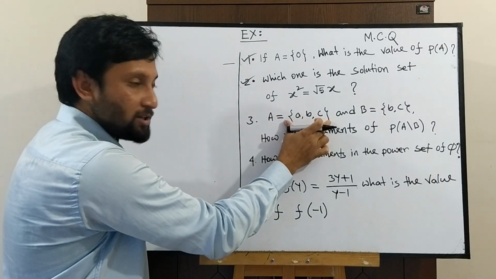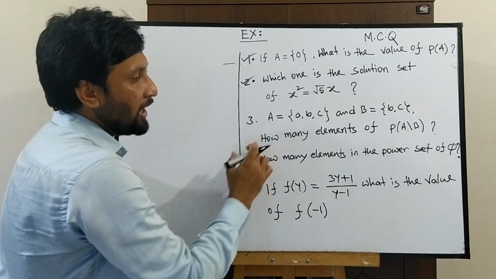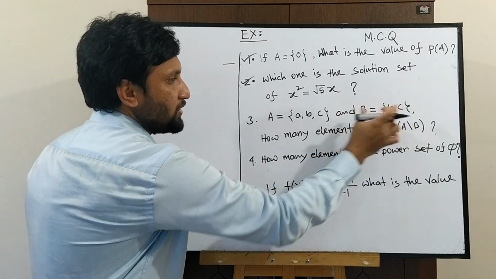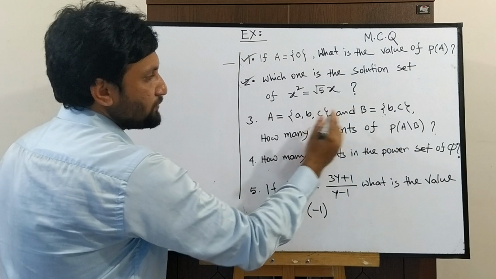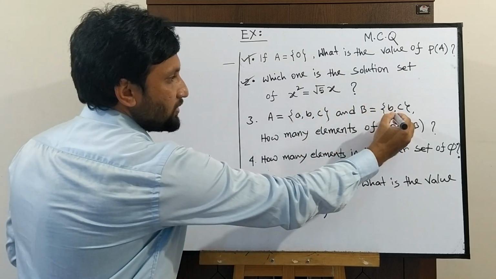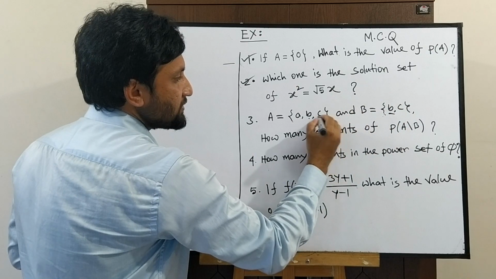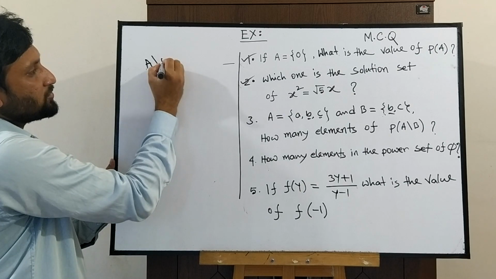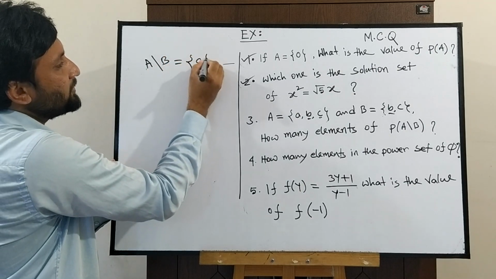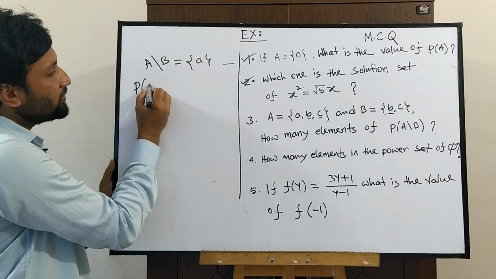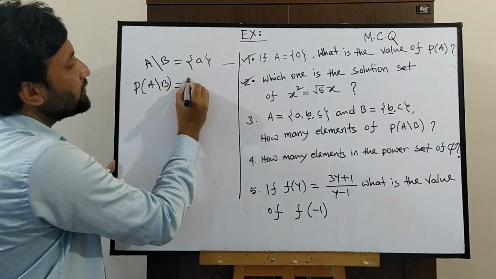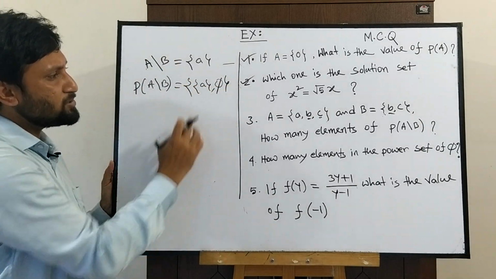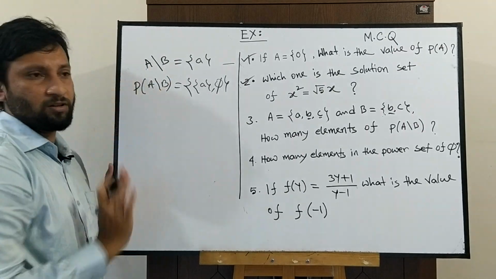The set A has 3 elements and the set B has 2 elements. How many elements in P of A minus B? At first we need to subtract B from A. If we subtract B from A, B and B vanish, C and C vanish, that means only A exists. So A minus B equals only a single element A. Now P of A minus B has only 2 elements, A and the empty set. That means the power set of A minus B has 2 elements.